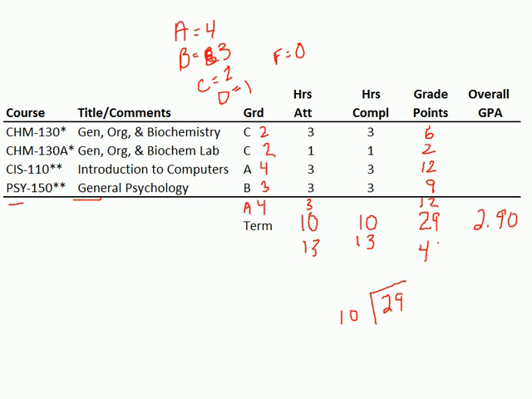So instead of 29 divided by 10, we've got 41 divided by 13. So if he made an A in a 3-hour class, 41 divided by 13 would raise the GPA up to 3.15 with some rounding. So that would change it to 3.15.